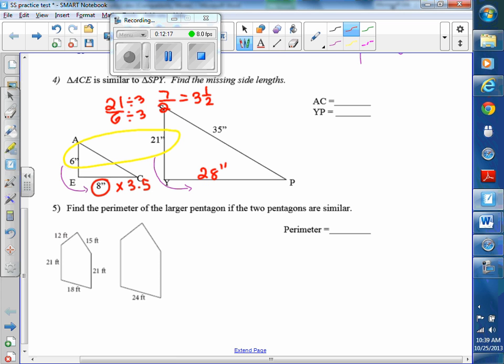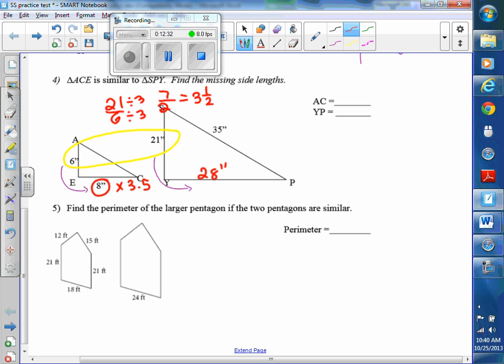Raise your hand if that makes sense. Did anybody do it a different way? So you guys used the proportional, okay? And I would stick with it. Most of you guys did it that way.